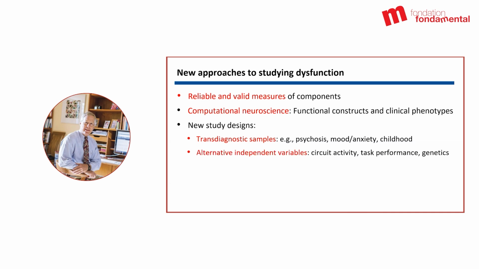Next. It's also important to consider looking at alternative independent variables. We almost always look at patients with a given diagnostic class, or perhaps different kinds of symptoms and group by symptoms. But it may be useful instead to group a given sample for a particular study in terms of different kinds of circuit activity, or a dimension of task performance, genetics, and so forth. And this really helps us to look at a different perspective and understanding of how we relate all these information sets together. Next.